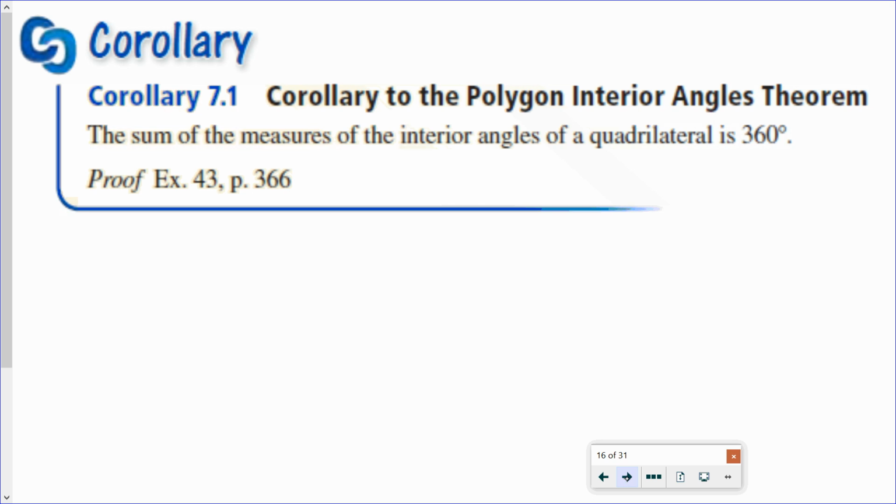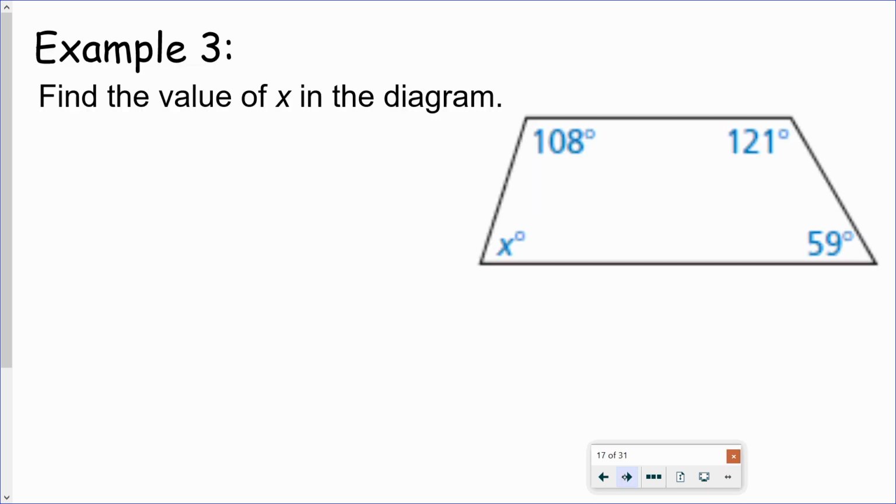Okay, so you guys have a corollary to the polygon interior angles theorem. Guess what? Not only are there interior angles, there are also exterior angles. Oh, actually, sorry, I'm getting ahead of myself. The corollary to this is that there's a quadrilateral, and I want you to always know that a quadrilateral has 360. Quadrilaterals we work with a lot, especially in this chapter. After this lesson, every single lesson in the chapter is based off of quadrilaterals and the special quadrilaterals that we have. So 360 is going to be the big number here.